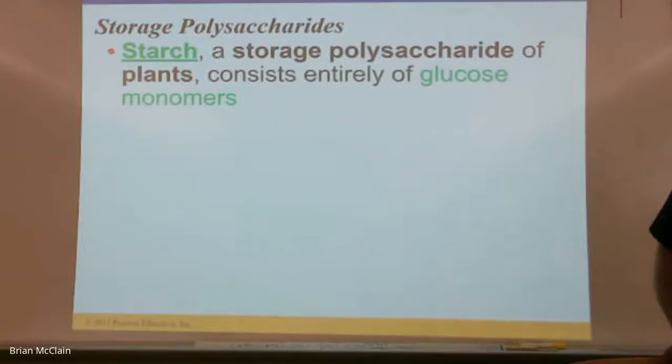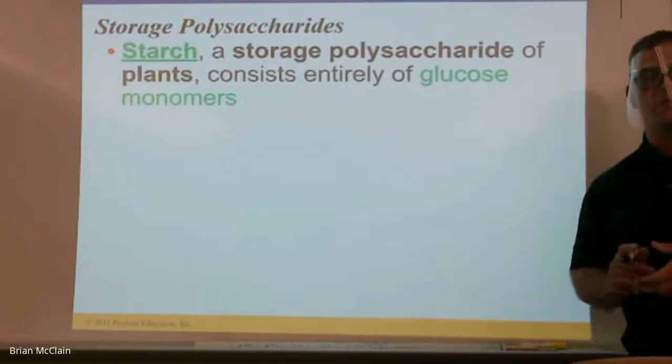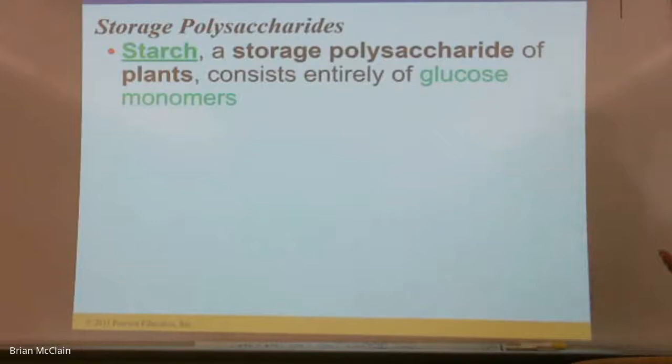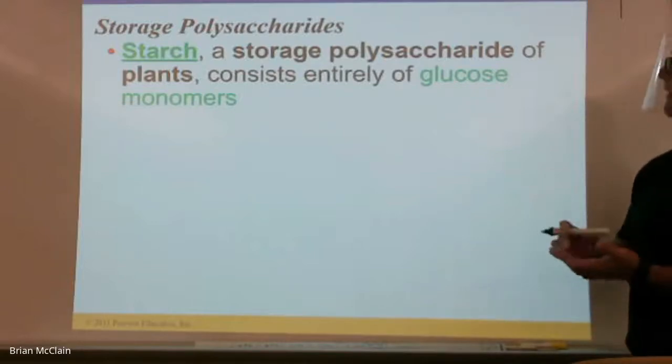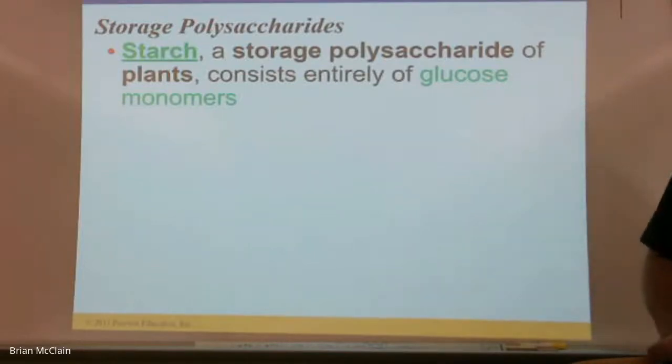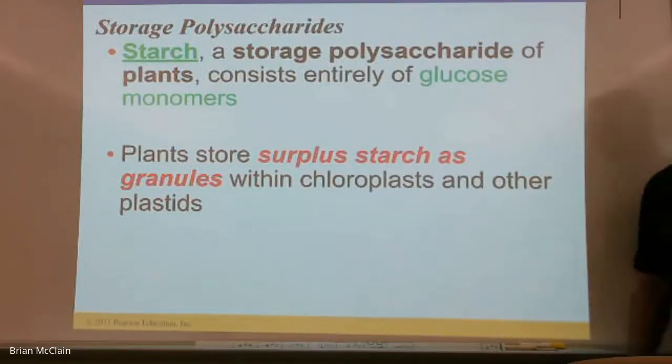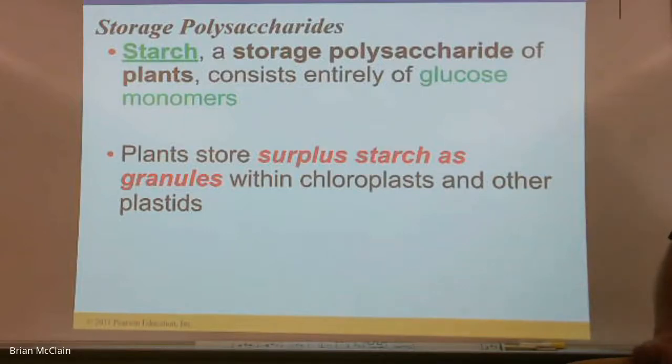So one of the things that we can look at later on, a real easy place to see starch kernels would be in like a potato, because it's a highly starchy substance there. But anyways, plants will store that extra starch in these granules, which are part of the chloroplast there, and those are going to be accessible as an energy source later on. So the plants can actually stockpile their glucose.